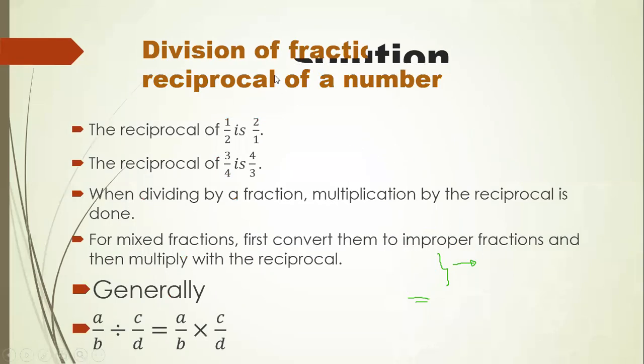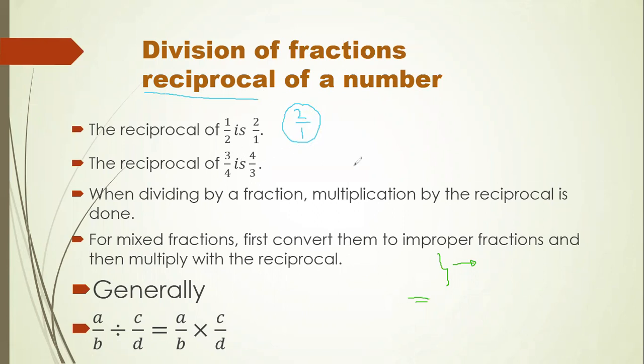When we are doing division of fractions, the steps change a bit. One, we need to know what the reciprocal of a number is. The reciprocal of a half is the number 2 out of 1. 2 out of 1 is the reciprocal of the number a half. Every time you're taking a reciprocal, you just change the position of the numerator and the denominator. The denominator becomes the numerator and the numerator becomes the denominator.